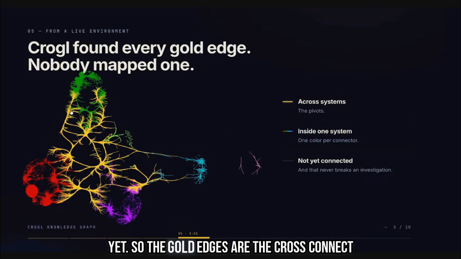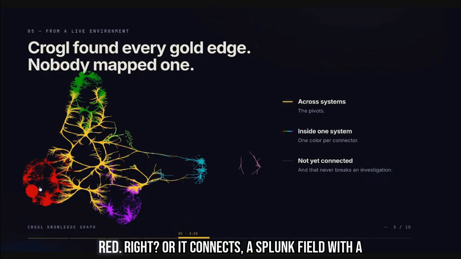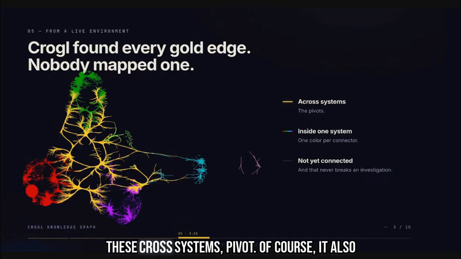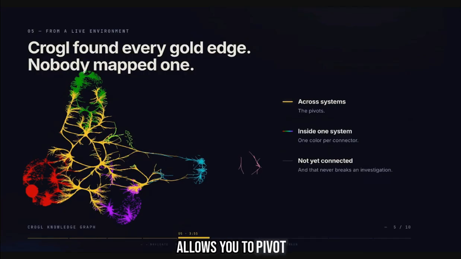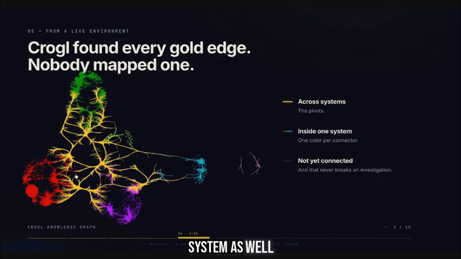So the goal edges are the cross connector edges. They connect, say, a Jira field to a field in Splunk, for example, the green and the red, right? Or it connects a Splunk field with a field in Databricks. And this is how Crogl enables these cross systems pivot. Of course, it also allows you to pivot between the data that's within a particular system as well.